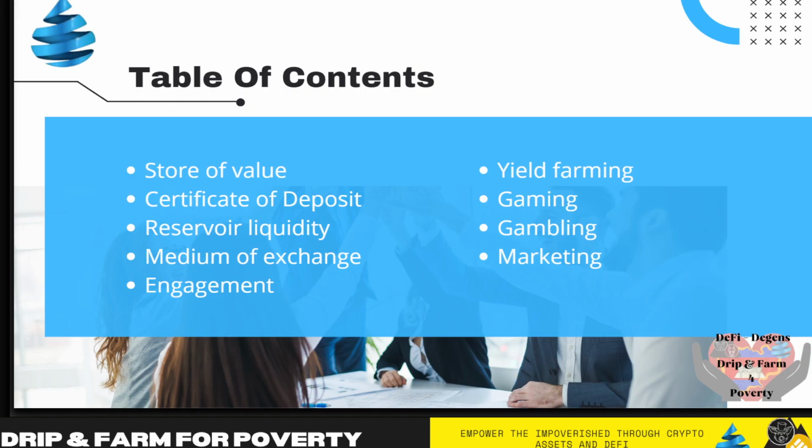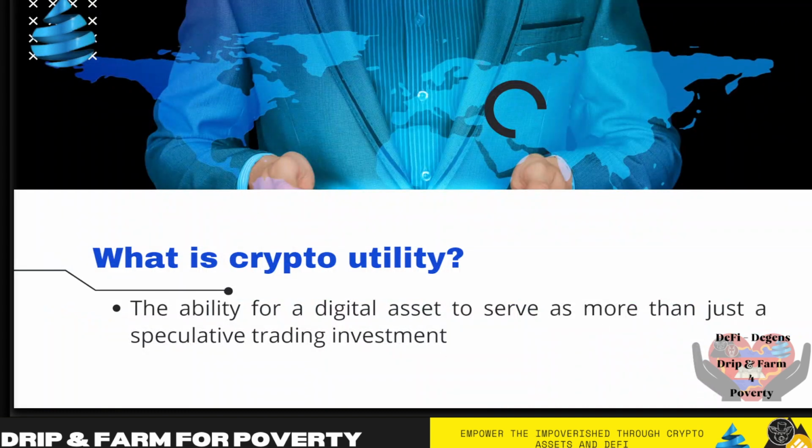The store of value, certificate of deposit, reservoir liquidity, the medium of exchange that Drip offers, how it's a utility for engagement, yield farming, gaming, gambling, and marketing. So first, we have to define what is crypto utility. The utility is defined as the ability for a digital asset to serve as more than just a speculative trading investment. So that's the broad definition.